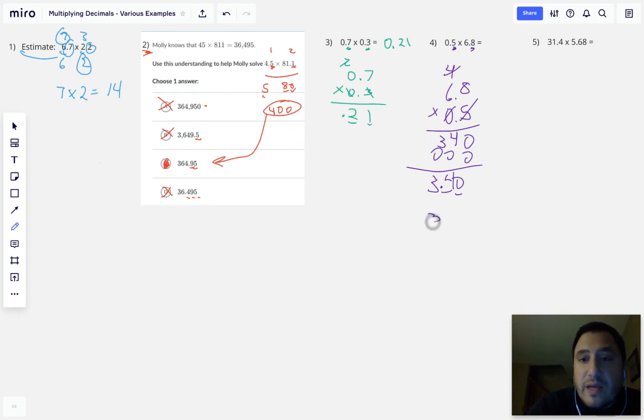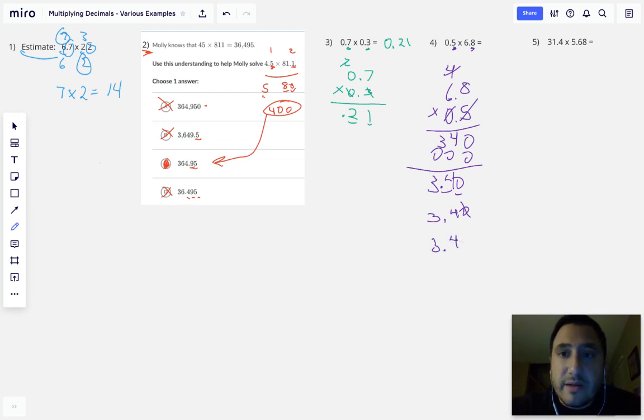So I get 3.40 or 3 and 40 hundredths, or we can just simplify it and just get rid of that 0 and say 3 and 4 tenths. Both of those would be correct. So I'm going to try to write this up here. It's hard to kind of write. But I'd get 3 and 40 hundredths or 3 and 4 tenths. I like 3 and 4 tenths better because we don't really need the 0.